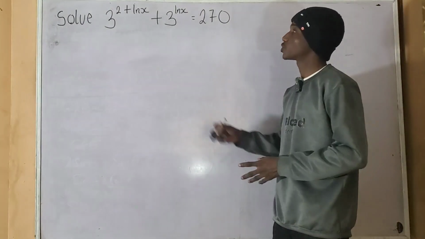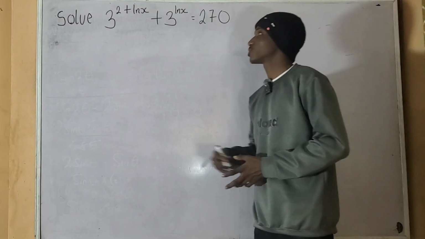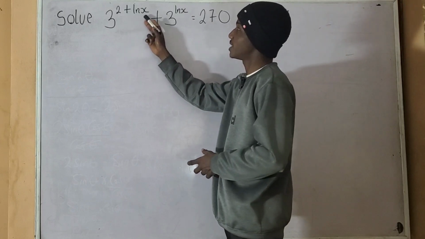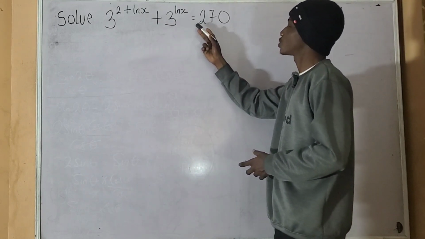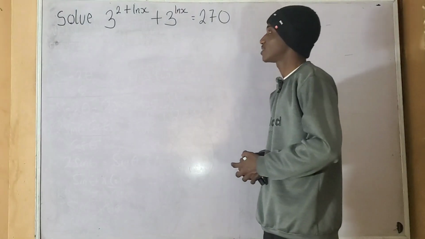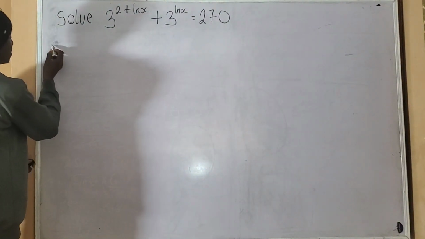Let me show you how to solve the question that we have on the board. You're asked to solve 3 raised to the power of 2 plus ln x plus 3 raised to the power of ln x equals 270. This is the best way to approach the question.